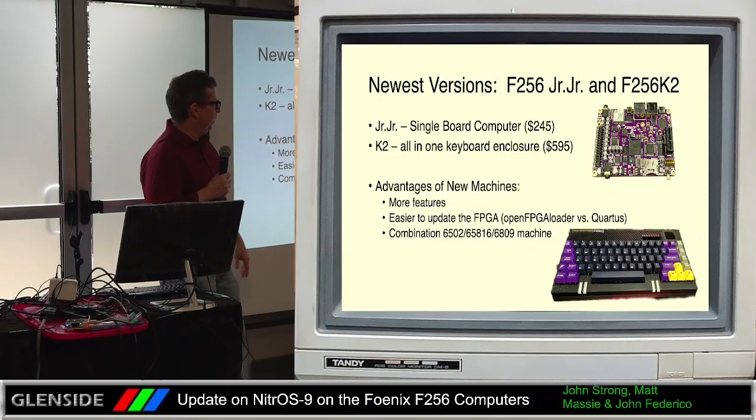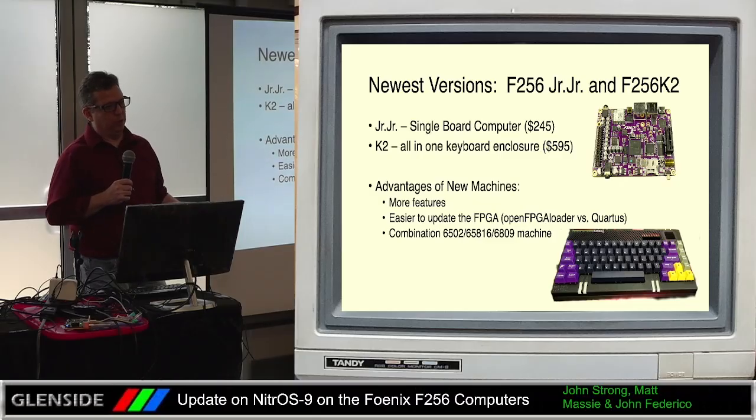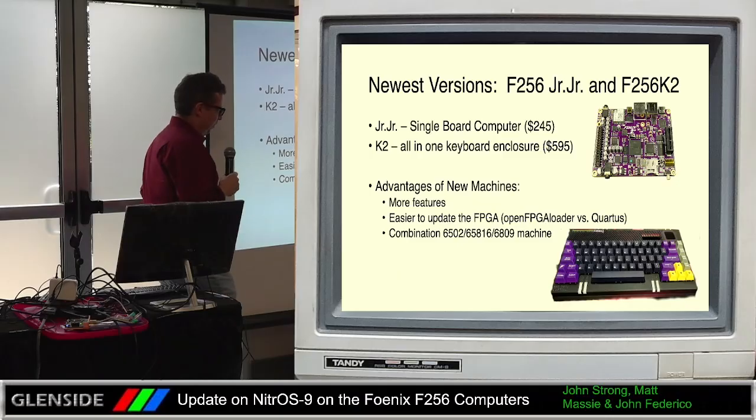So I think that's a pretty good deal. The K2 is a little more pricey. It's $595, but you get a lot of hardware too. I mean, you get an optical keyboard. It's an all-in-one unit. You get MIDI ports. There's some other extra ports on there that I forget what they are at the moment, but there's a lot of stuff there.